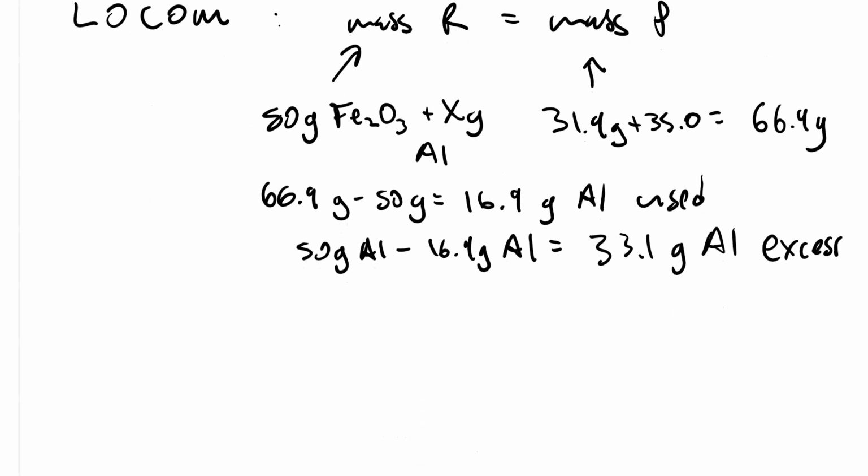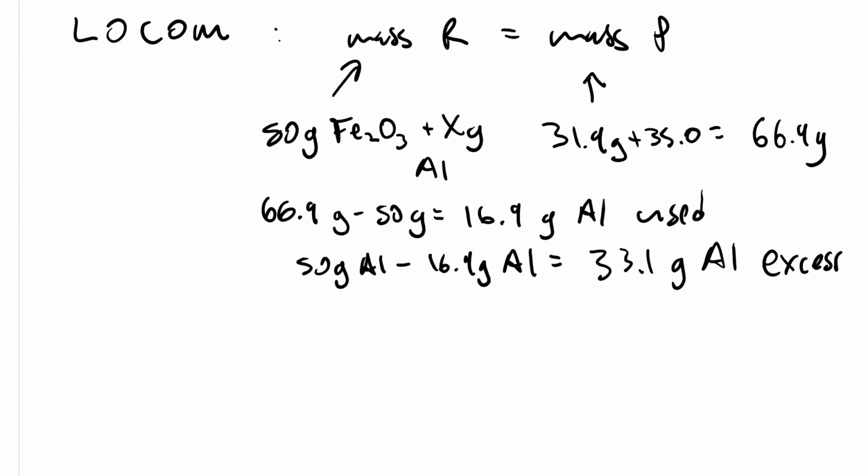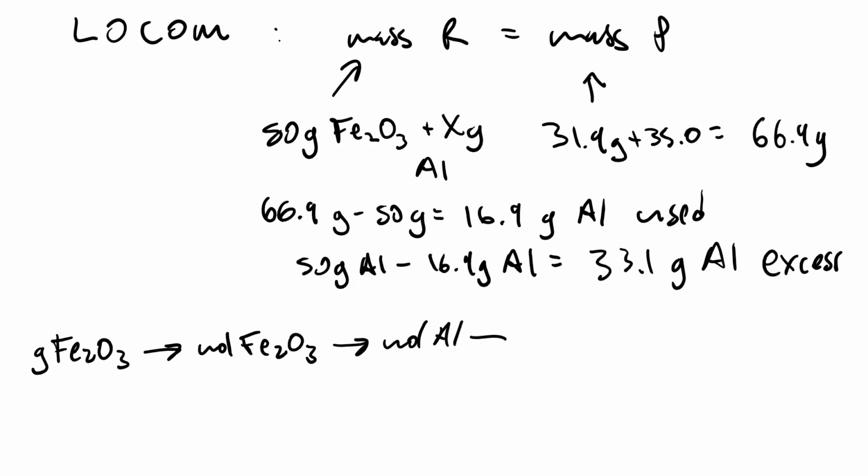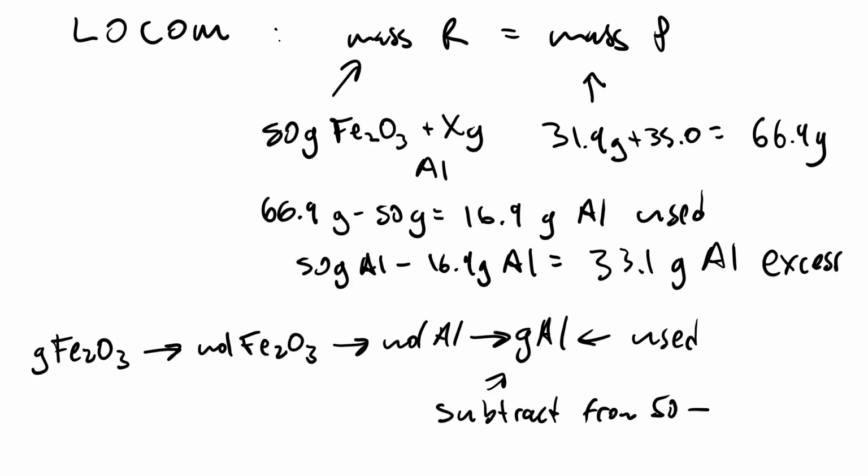Now, using the law of conservation of mass as a shortcut, you could also determine the amount excess by stoichiometry. You could go from grams of Fe2O3, your limiting reagent, to moles of Al, to grams of Al. That'll determine the grams of Al used, and then you can subtract that from 50, and you'll get the excess. You should get the same answer.